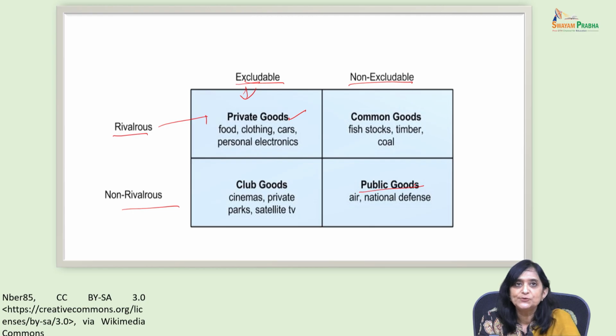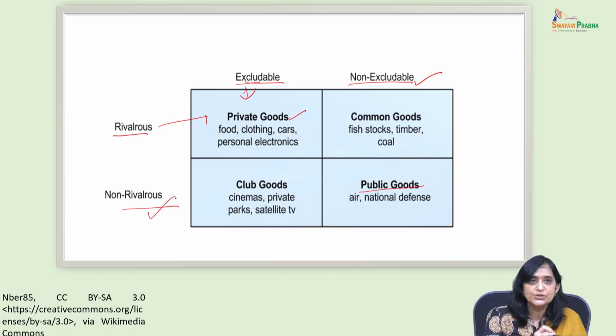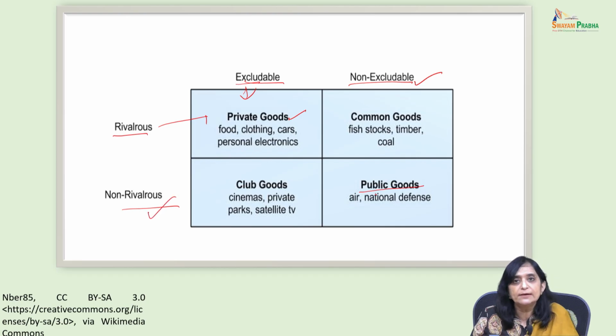So if you see, private goods and public goods are standing at the extreme ends of the continuum. One is a classic case where you are able to exclude the consumption of that good or service, and also that good or service is rival in consumption. That we have called a private good. On the other hand, we have a good on the extreme end where the good cannot be excluded and also it is non-rivalrous. We have called it a public good.